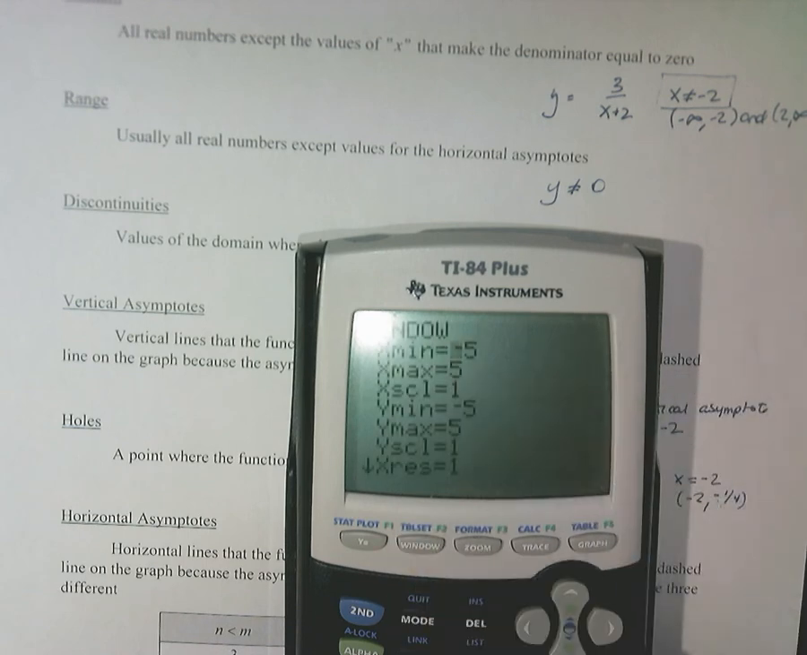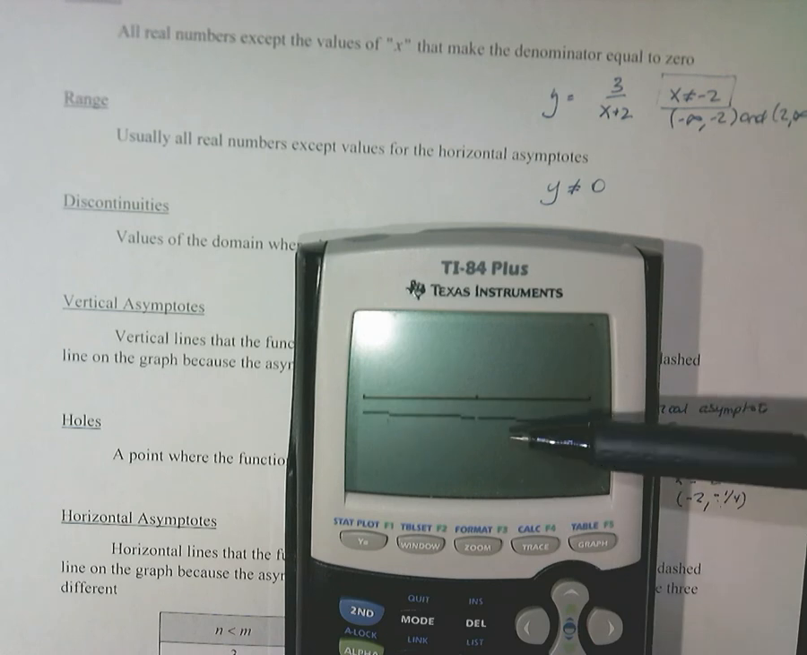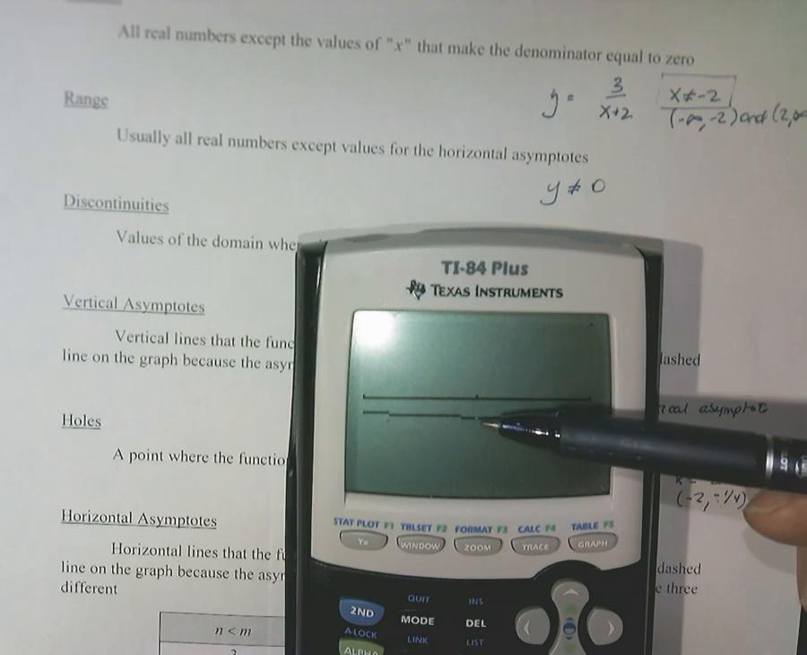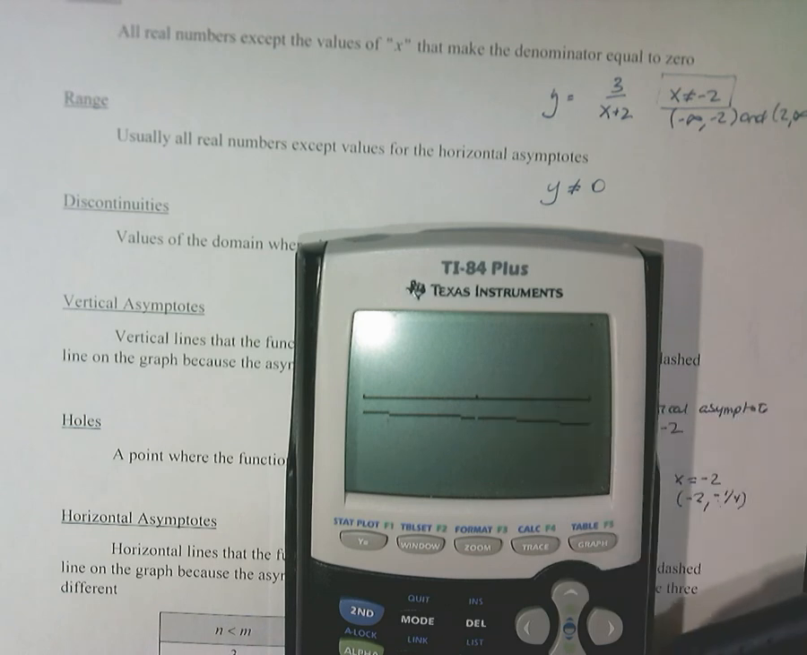So I'm going to go to my window and I'm going to look from negative 3 to negative 1. And let's go from negative 1 to 1. And I'm really zooming in. You can barely see it, but right there, there's a space there. That's the actual hole.